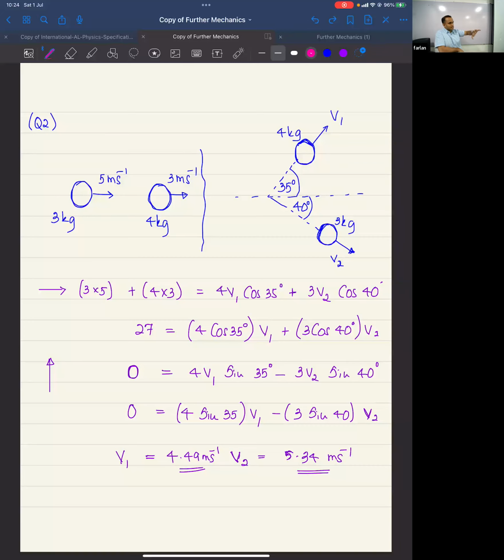Let me repeat. In a collision, if the total kinetic energy of the system remains constant, then you call it an elastic collision. Otherwise, you call it an inelastic collision. So what is an inelastic collision? A collision in which the kinetic energy is reduced. Write that down.